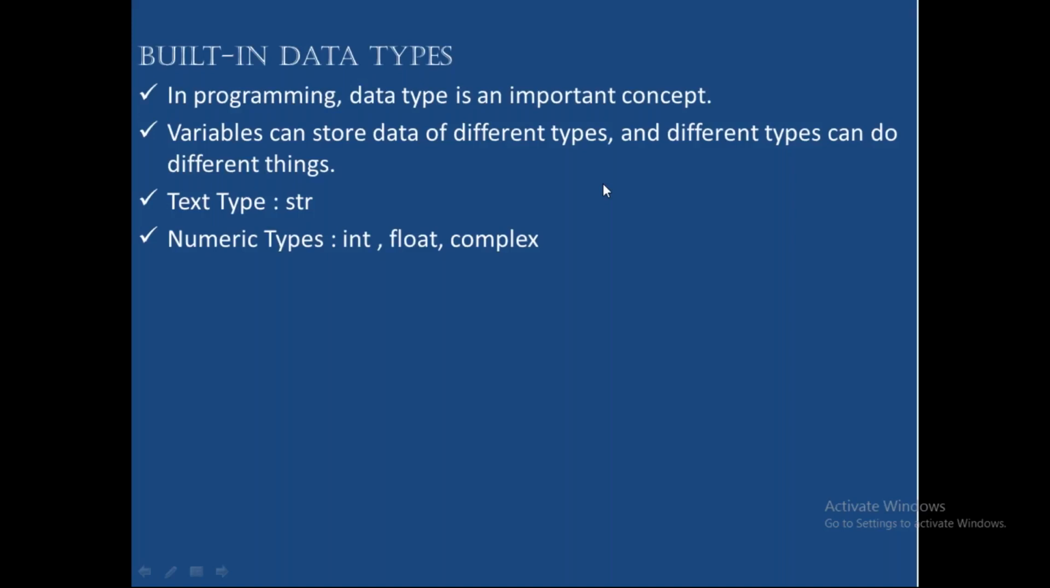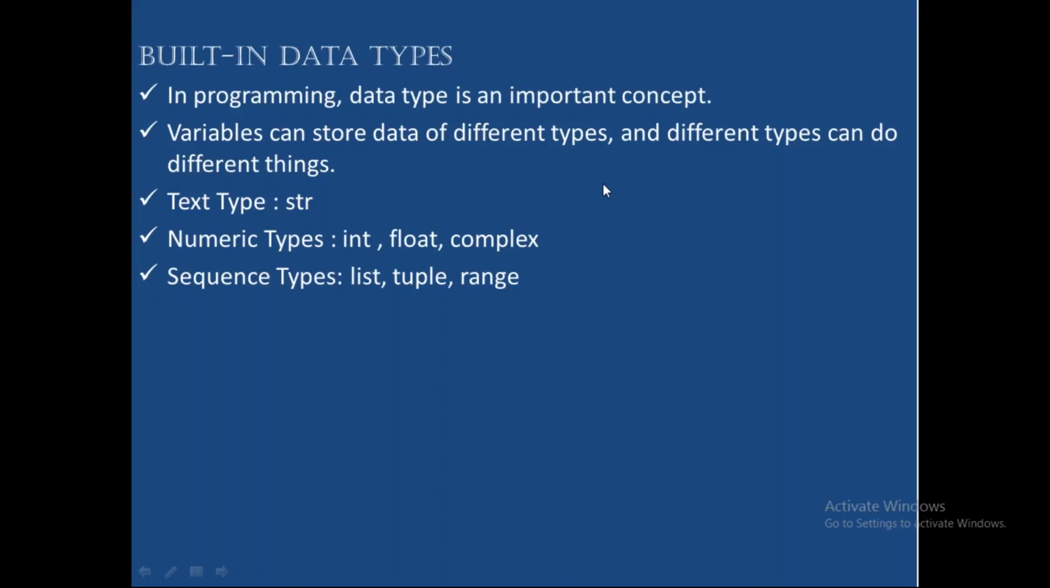So a real value plus an imaginary part, if you have that, will be considered a complex data type. Next, the sequence types. Sequence type means, basically, by using a equal to 10, how many values are you assigning to the variable a? Only one value, that is 10.